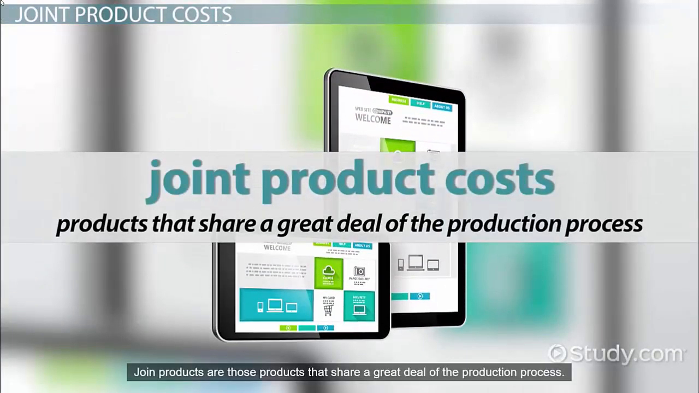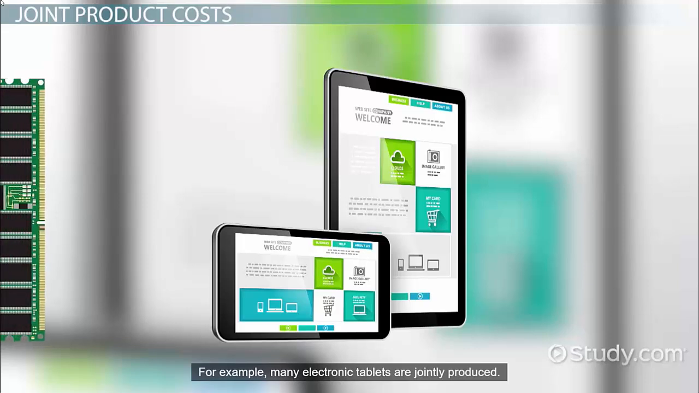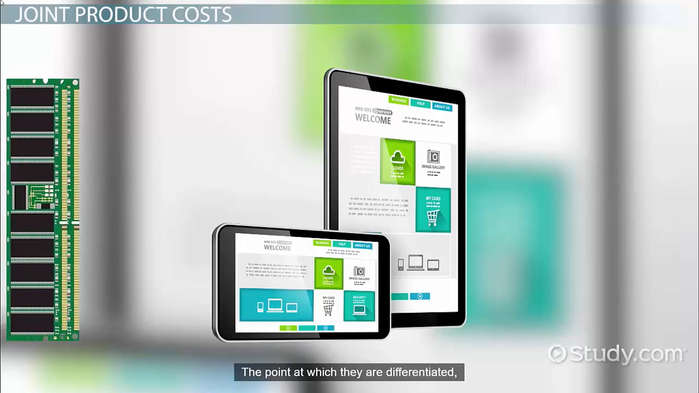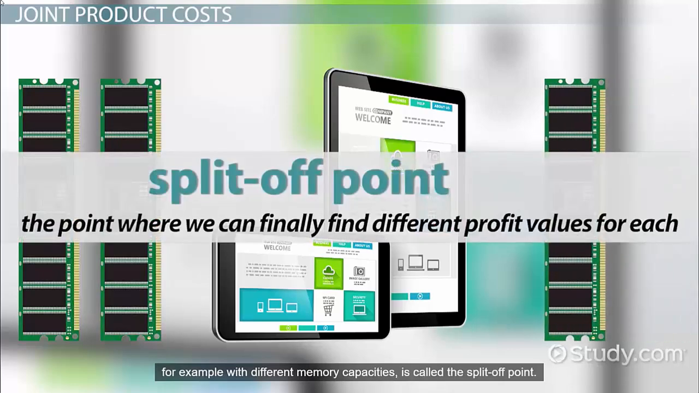Finally, we get to joint product costs. Joint product costs are those products that share a great deal of the production process. For example, many electronic tablets are jointly produced. The point at which they are differentiated, for example, with different memory capacities, is called the split-off point. This is the point where we can finally find different profit values for each.